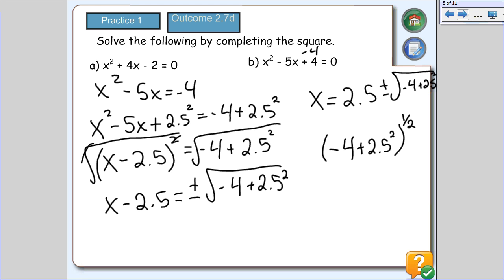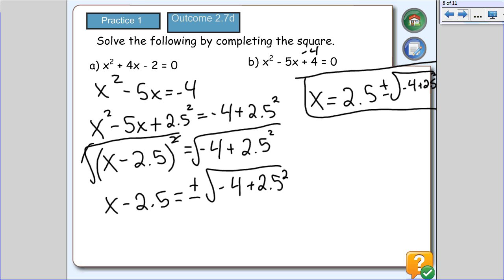If you changed it to a decimal, this would be my final answer. People are just asking some what ifs. If you changed 2.5 squared into a decimal, you would get x is equal to 2.5 plus or minus the square root of 2.25. And you can't square root 2.25, right? That comes out to an ugly number. So you would leave it like that. All they've changed is they just changed that to a decimal and solved. All of these answers are the exact same. It's just different ways of writing it.